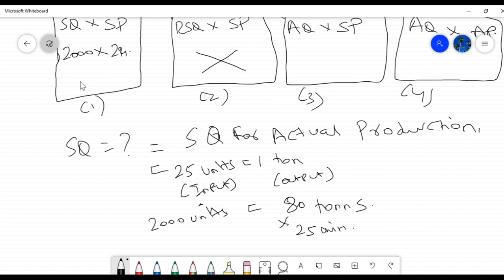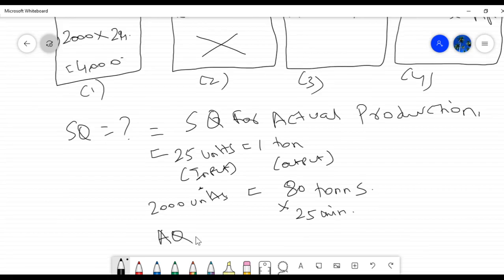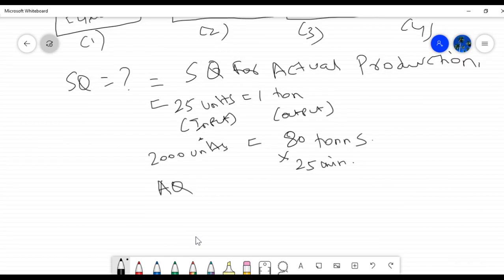What is the next one? Second one is not applicable. Third one is AQ into SP. What is the actual quantity used for this production? You should not simply write the purchase quantity. Purchase is different from use, because you have closing stock. So how much did you use actually? What is the opening stock? Nil.